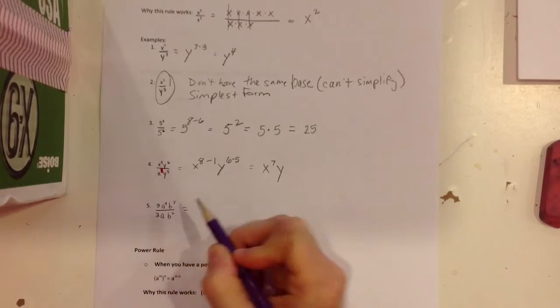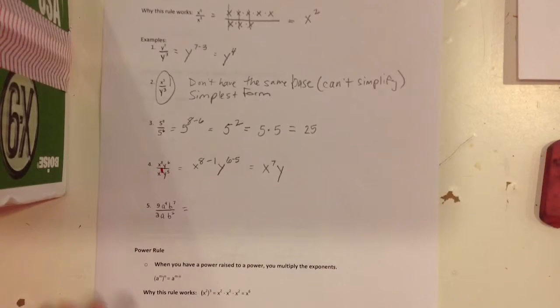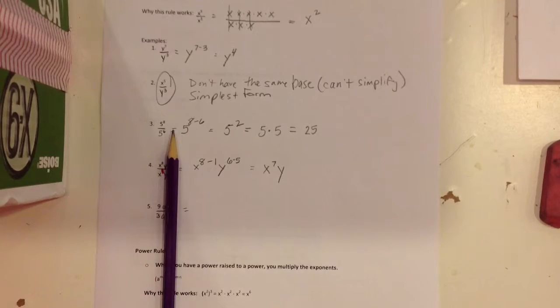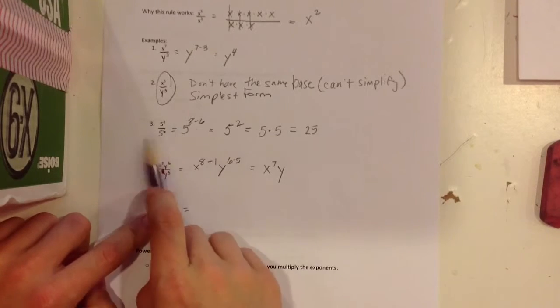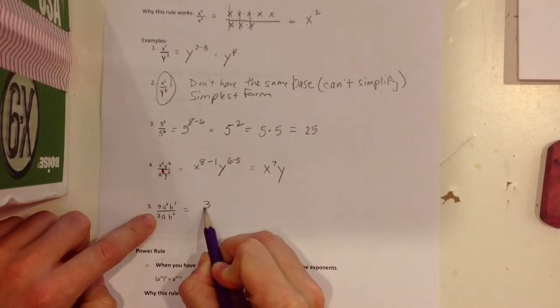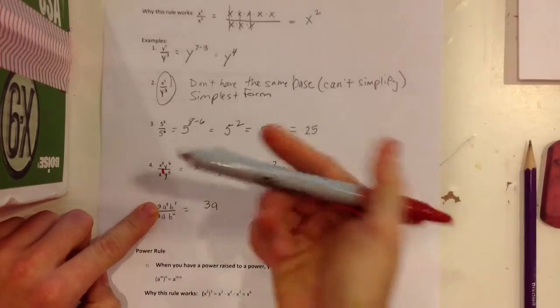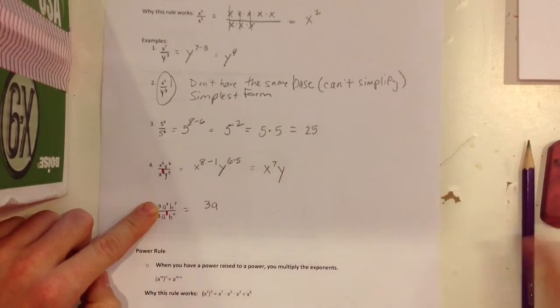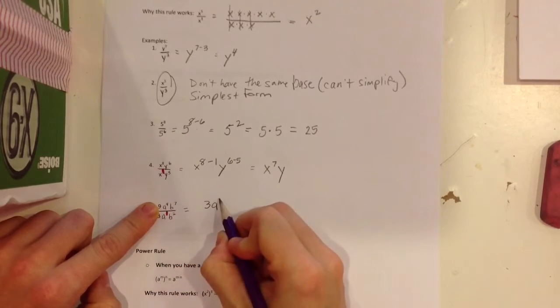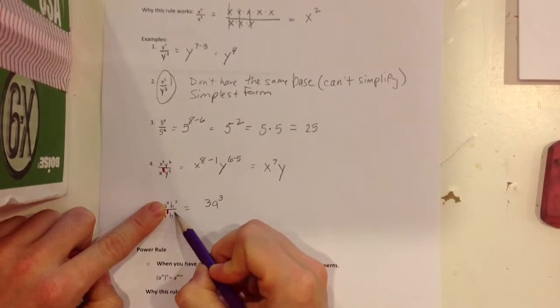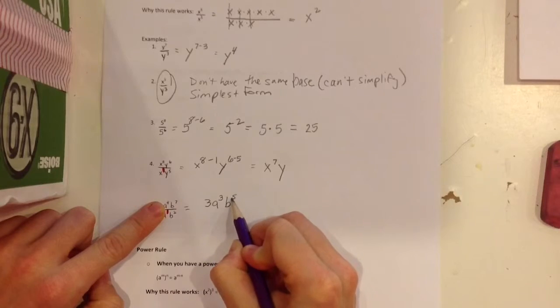Now number 5 is a little different. I have fractions. So remember, just like when we had the -2 times -2 in the product rule, we're going to simplify this fraction, or divide. So I have 9 over 3. Well, that's just going to reduce to 3. For my a's, I have a to the 4th on top, a to the 1st on bottom. Remember, it's understood 1. So 4 minus 1 is going to give me a 3. And for my b's, I have 7 minus 2. That's going to give me a 5.